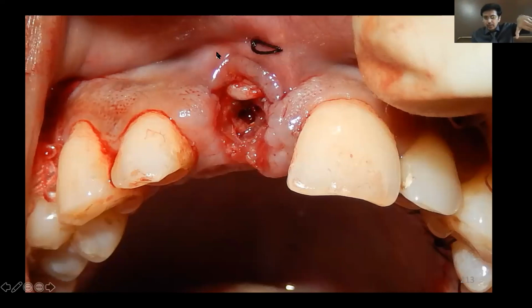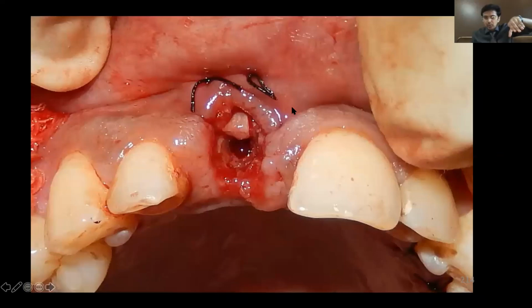Now what you do is, with another suture of the same type, through the flap, take it out, engage the connective tissue, tie it back. You tend to stabilize the connective tissue. So this is how the connective tissue is stabilized with direct loop sutures.